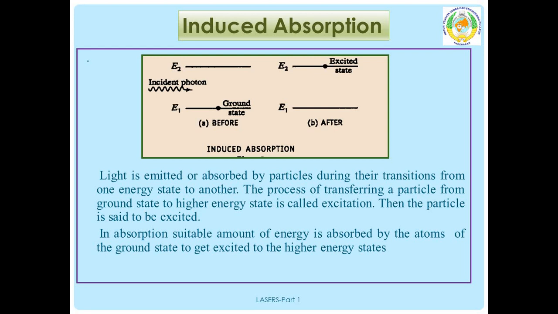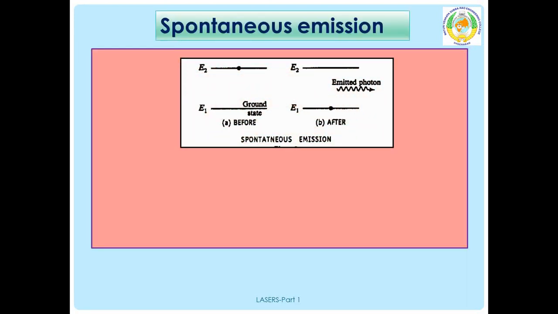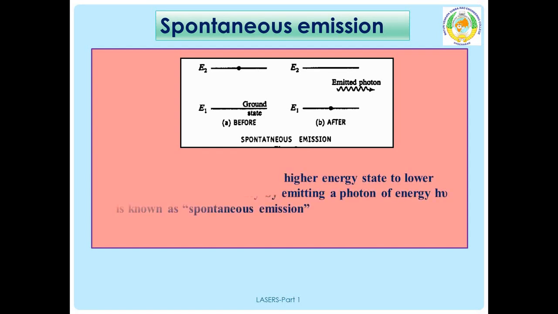So how do we define it? Light is emitted or absorbed by particles during the transitions from one energy state to another. The process of transferring a particle from ground state to higher energy state is called excitation. Then the particle is said to be excited. In absorption, a suitable amount of energy is absorbed by the atoms of the ground state to get excited to the higher energy state. Then we will go to the second one, which is spontaneous emission.